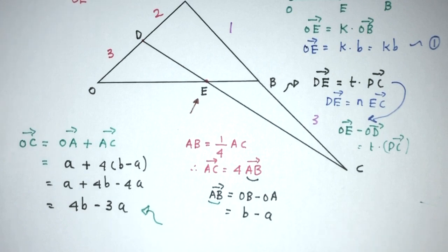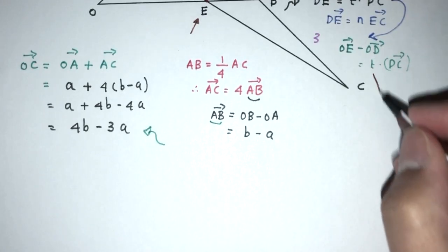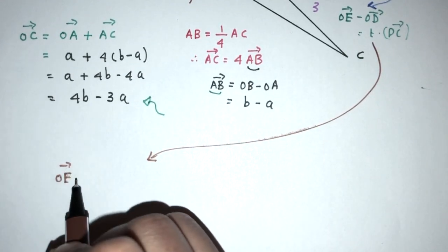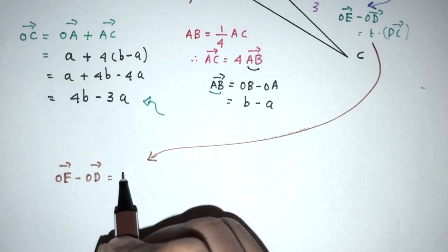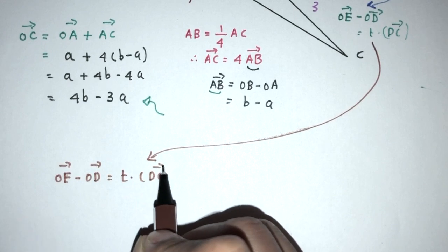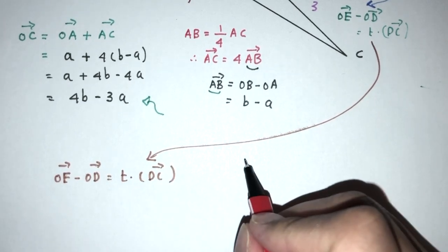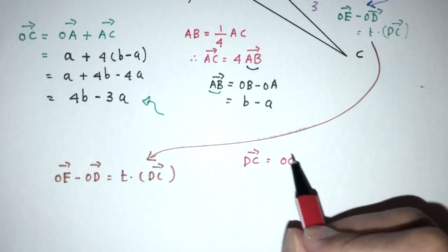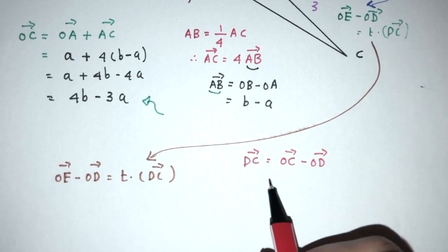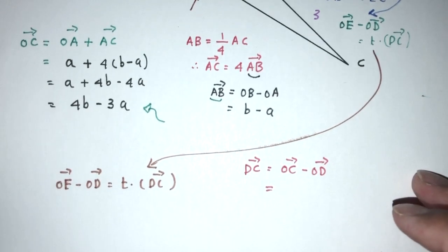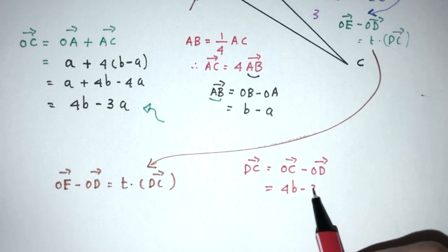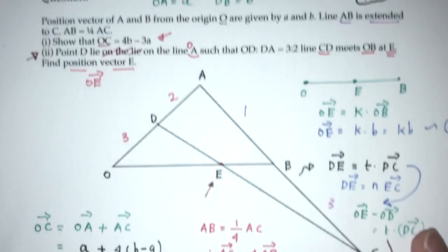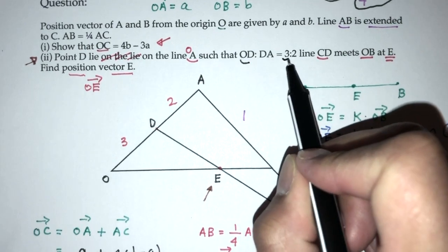Let me continue below where we have more space. Right now I have OE minus OD is equal to T, which is a multiple, times DC. Now how do you find DC? Not a multiple, but by definition it is OC minus OD. Now we know the value of OC. We have seen that from part 1, which is 4B minus 3A. Now what is the value of OD? We have to use the information given to us. So OD is 3. So what is the whole thing?